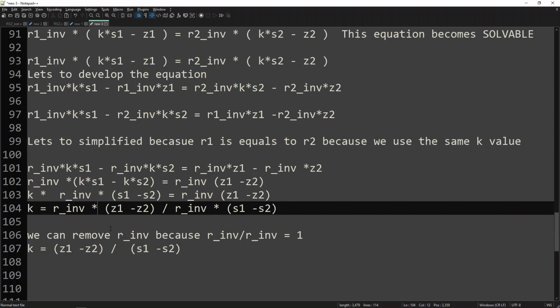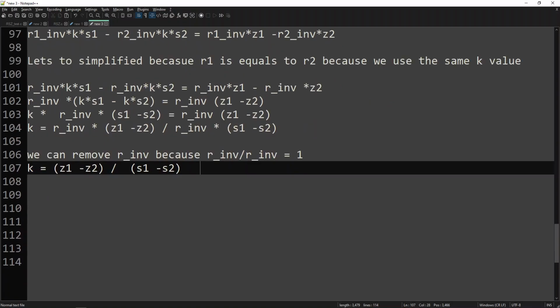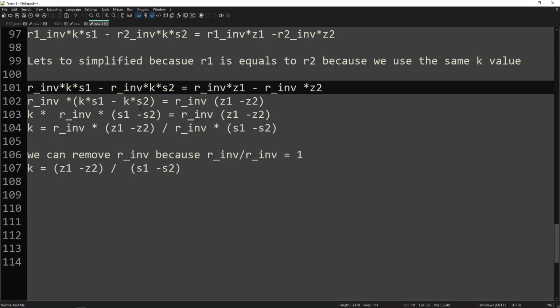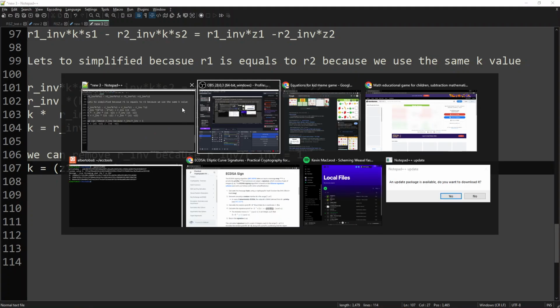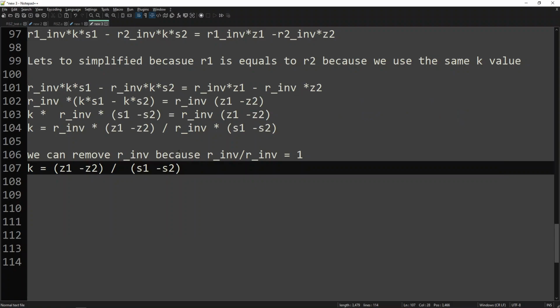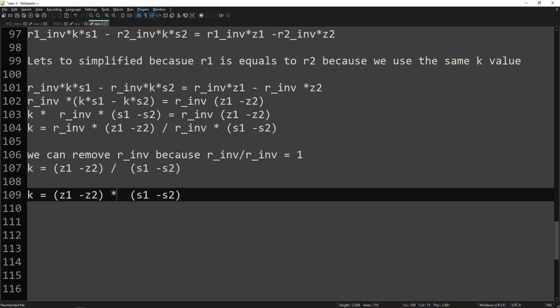I forgot this multiplied sign here. Okay, guys. So if we have these values, C is public, S is public, and we don't know K, but the same K value was used, we can calculate K doing this division. Well, actually it's not a division. For this example, it's a multiplication by this value inverse.